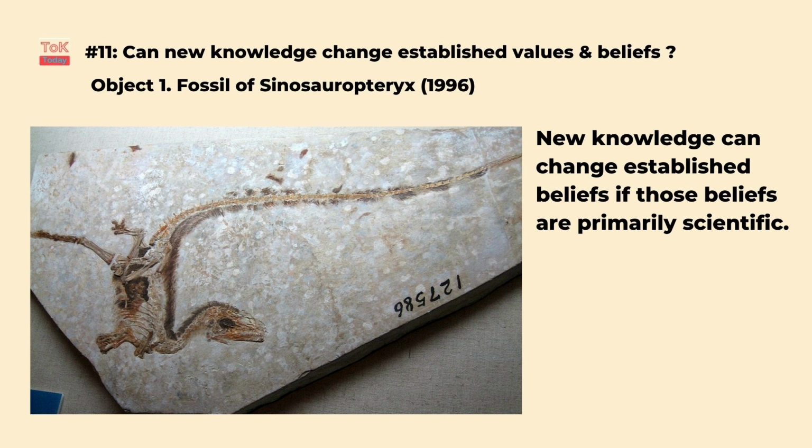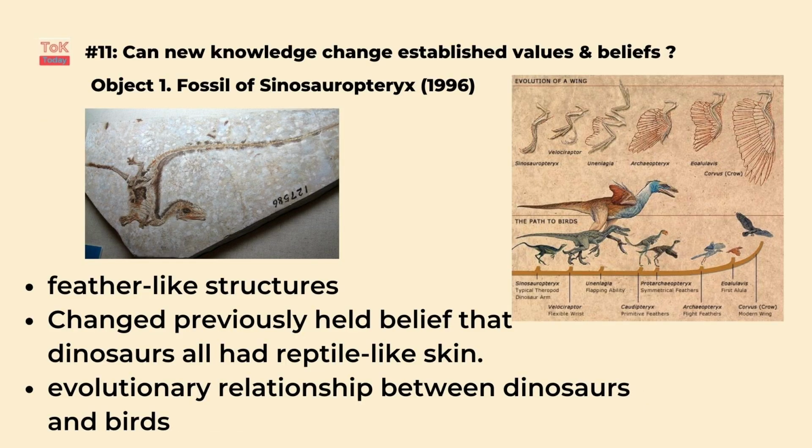The discovery of the Sinosauropteryx fossil in 1996 revolutionized scientists' understanding and beliefs of dinosaur skin. Previously, it was widely believed that dinosaurs had reptilian, scaly skin. However, the Sinosauropteryx fossil found in Liaoning province in China displayed clear evidence of feather-like structures.